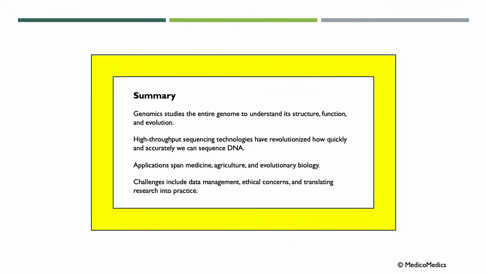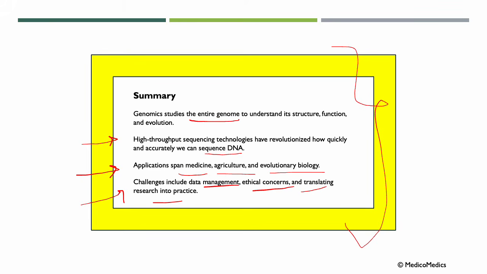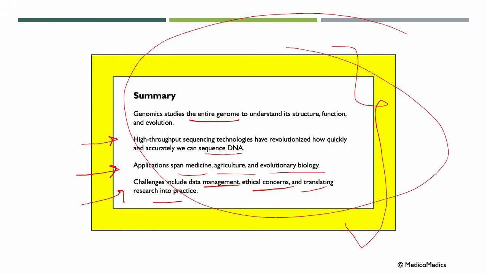So, in summary then, genomics studies the entire genome to understand its structure, function, and evolution. High-throughput sequencing technologies have revolutionized how quickly and accurately we can sequence DNA. Applications span medicine, agriculture, and evolutionary biology. Challenges include data management, ethical concerns, and translating research into practice. So genomics is about studying all our DNA, using fast and advanced tools to improve health, food, and our understanding of life itself.